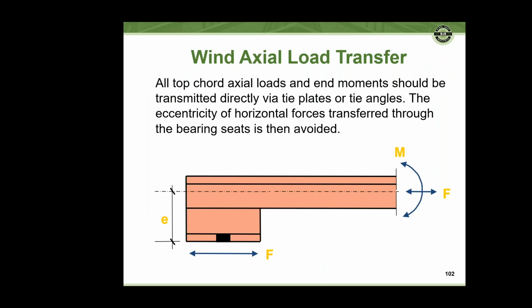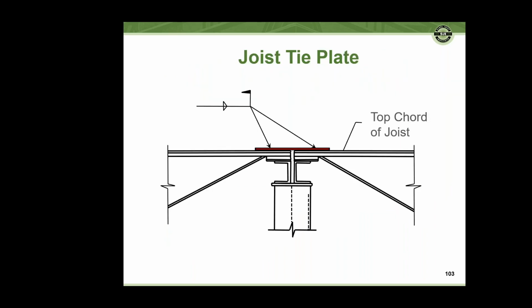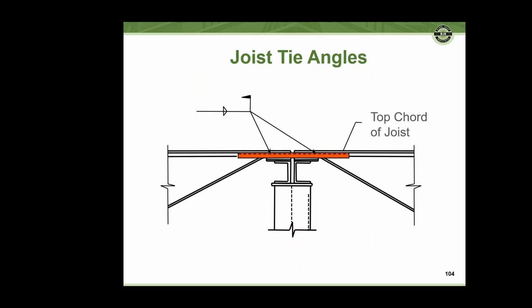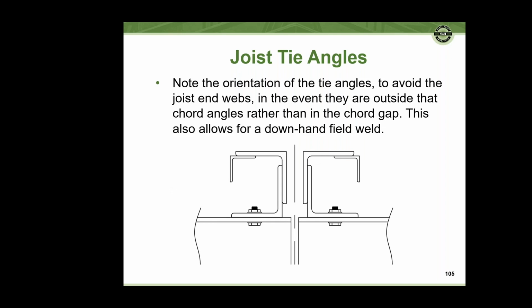And then again, we're talking about this axial load transferring, and avoiding going through the seat. You can see that the axial loads and the end moments should be resolved with tie plates or tie angles to avoid the eccentricity of the forces through the chord and the bearing seat. You can see that eccentricity from the bearing condition up to the neutral axis of the chord. That can be accommodated through maybe a tie plate placed on top of the joist in the field to transfer that force, or joist tie angles. A cross section of what that would look like shows the orientation of the tie angles to avoid the end webs of joists or girders. This allows the field to insert the tie angles and miss the web members, and then have a downhand weld in the field to the toes of the chords.